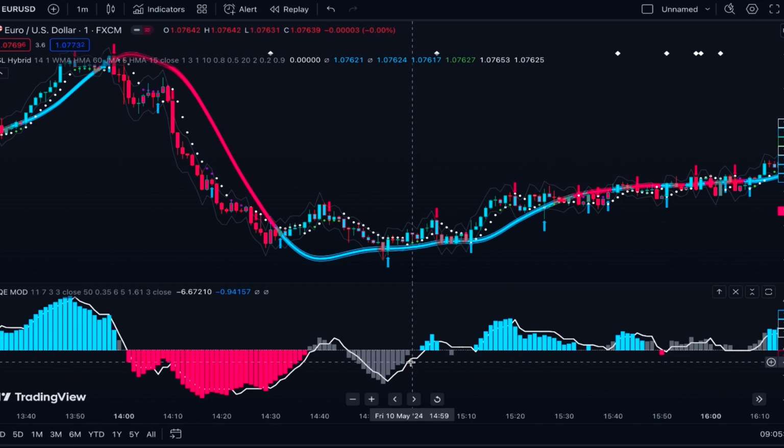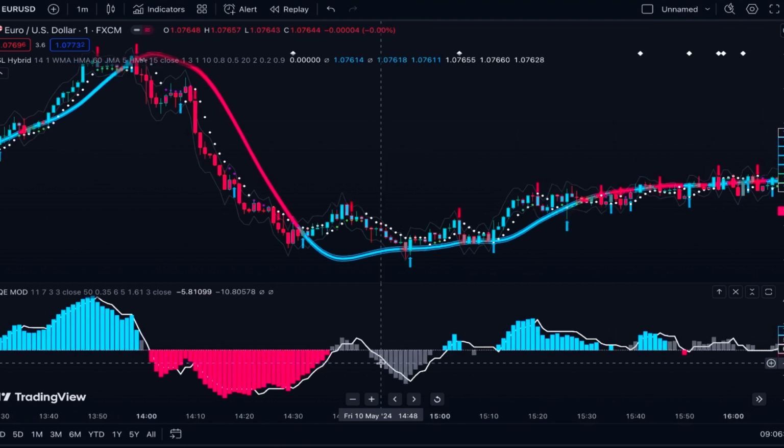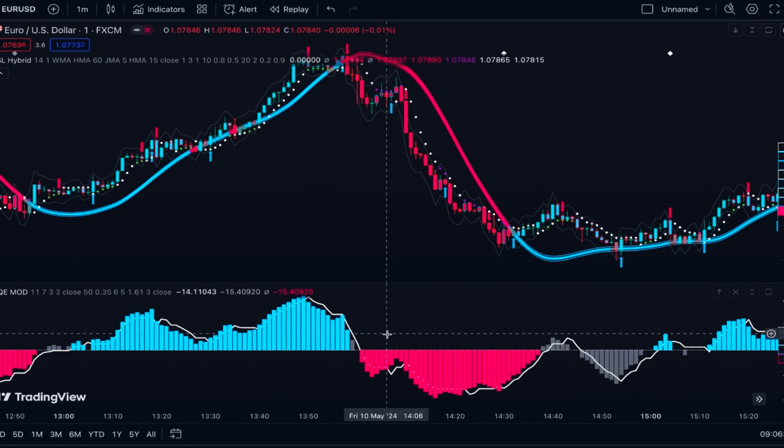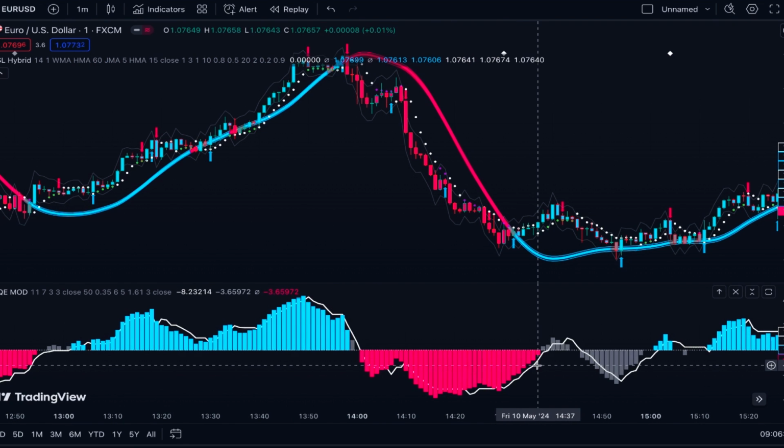Alright, we have also a white line in this indicator, which is actually the net pressure in the market, and it helps you with trends in a longer term perspective compared to the histogram that shows every momentum change in the market. Basically, when the white line is above the center line, the market is trending up, and when it's below the center line, the market is trending down.